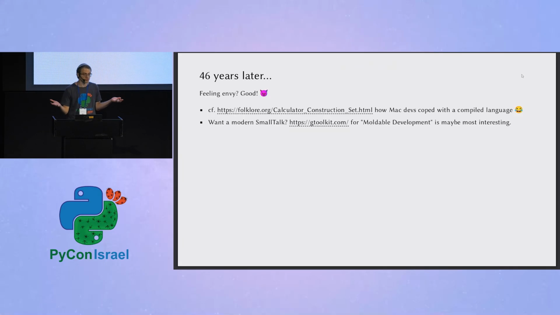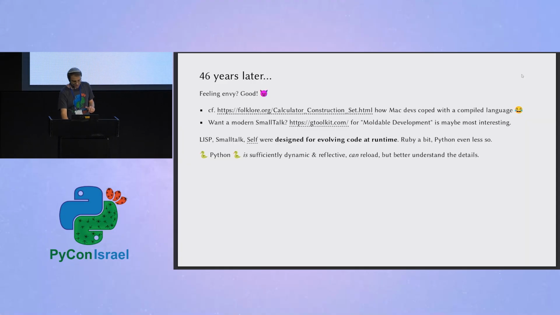So now we are 46 years later. If this makes you a little bit envious, good. Some languages like Lisp, Smalltalk, Self were really designed for this kind of workflow. Ruby inherited it a bit from Smalltalk, Python less so. Python is sufficiently dynamic, has sufficient reflection to be able to do these things, but there are some pitfalls and you need to understand what you're doing.